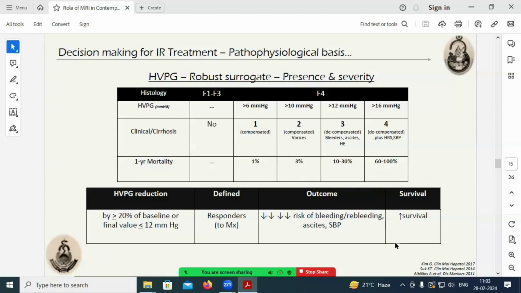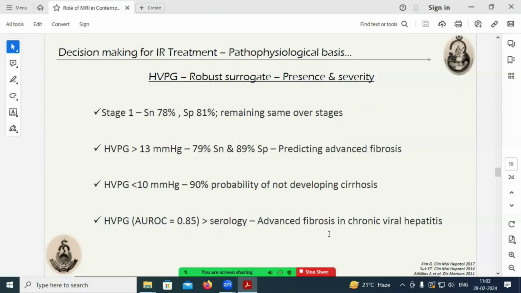So for predicting the survival and for saying what the outcome will be in terms of ascites, spontaneous bacterial peritonitis and risk of bleeding, it is an accurate technique for assessing the portosystemic gradient and for predicting advanced fibrosis. And also, if we can show that on treatment we are maintaining the HVPG below 10 millimeters, then the patient will have very little chance of developing cirrhosis in the long term.